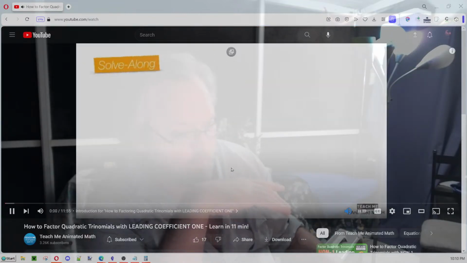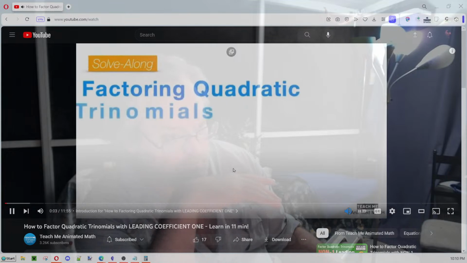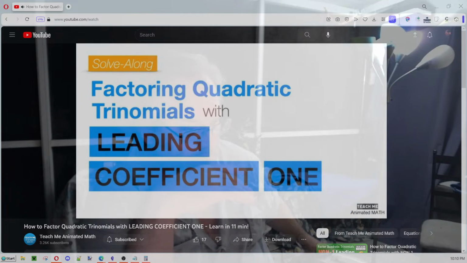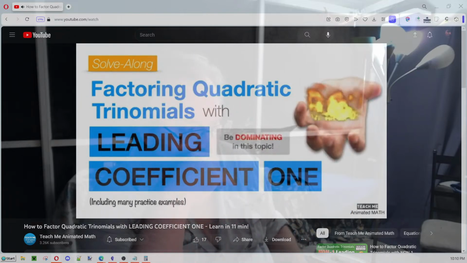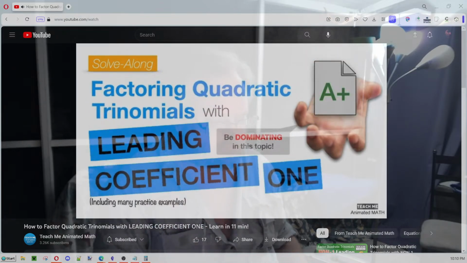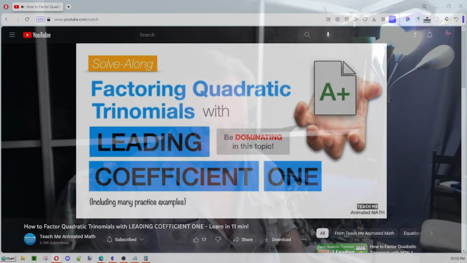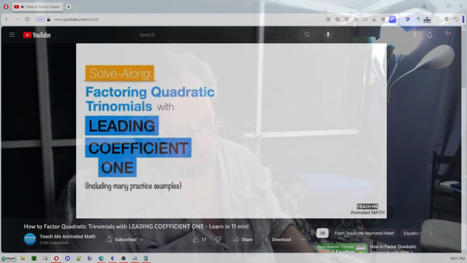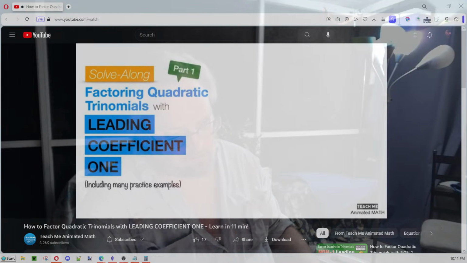In this solve-along video we'll explore how to factor quadratic trinomials with leading coefficient 1, and we'll do this extensively so that you can dominate your exams. There are plenty of scenarios for factoring general quadratic trinomials, which is why we split it up in bite sizes, so that it is much easier to understand. This is the first part, and we'll focus on factoring quadratic trinomials with leading coefficient 1.